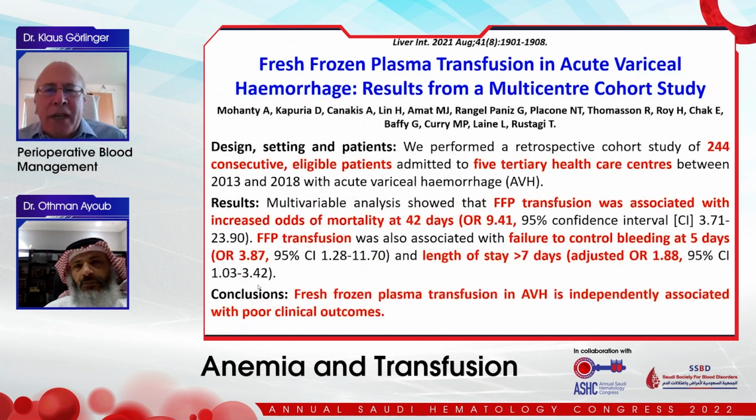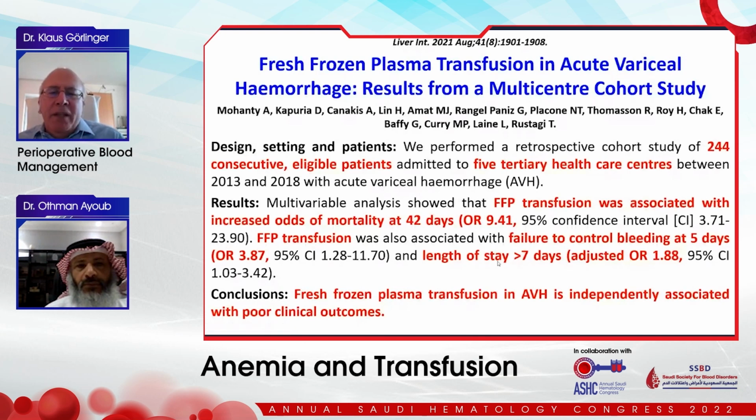And when we go to other settings, here is acute variceal hemorrhage in cirrhotic patients. Just last year, a multi-center study was published looking at the effect of plasma transfusion in this setting. And plasma transfusion was associated with an increased odds of mortality at 42 days. It not just doubled. The odds ratio was 9.4, so nearly 10-fold increase in mortality. And at the same time, a nearly 4-fold increase in the failure to control bleeding at day 5, and it prolonged the length of stay.